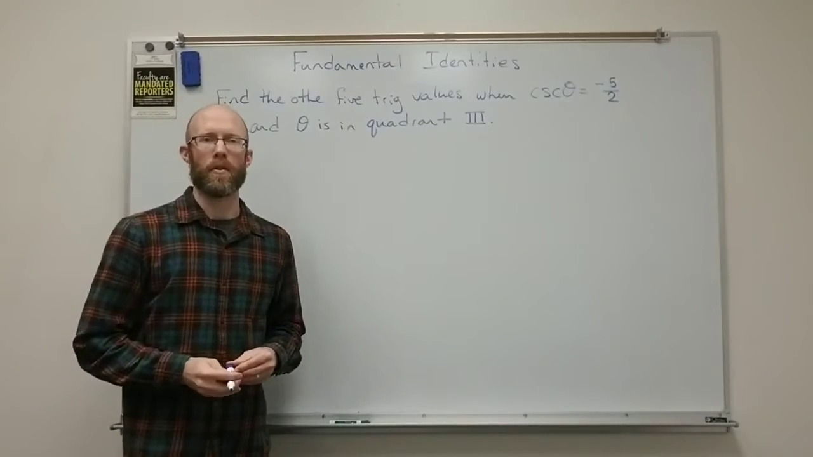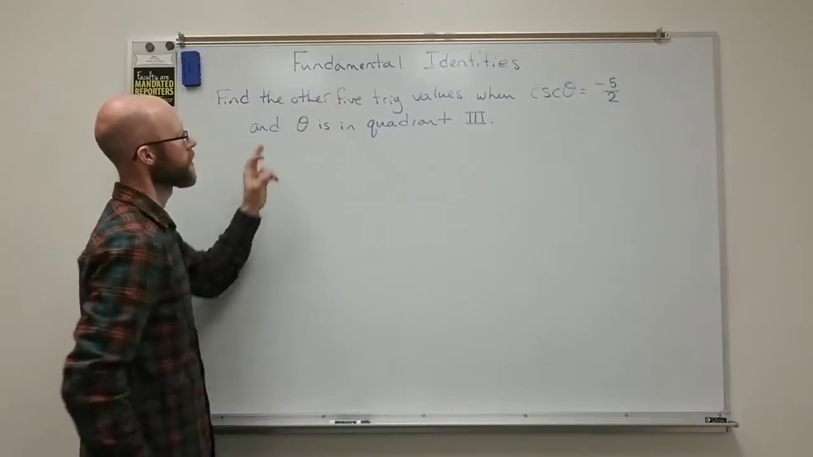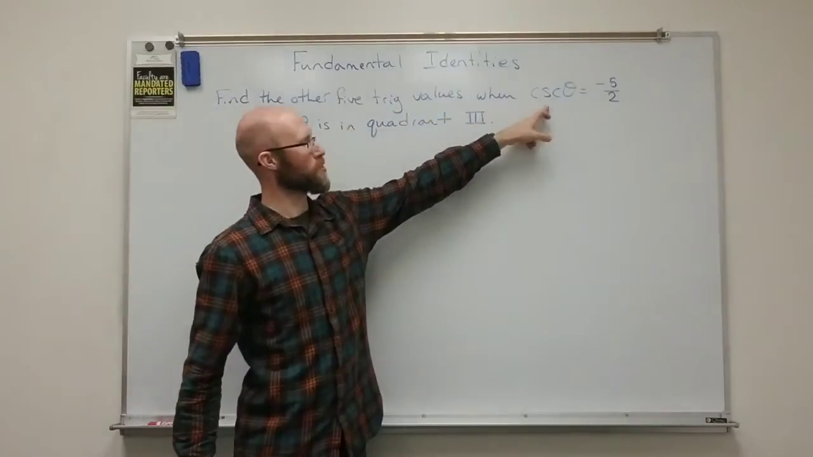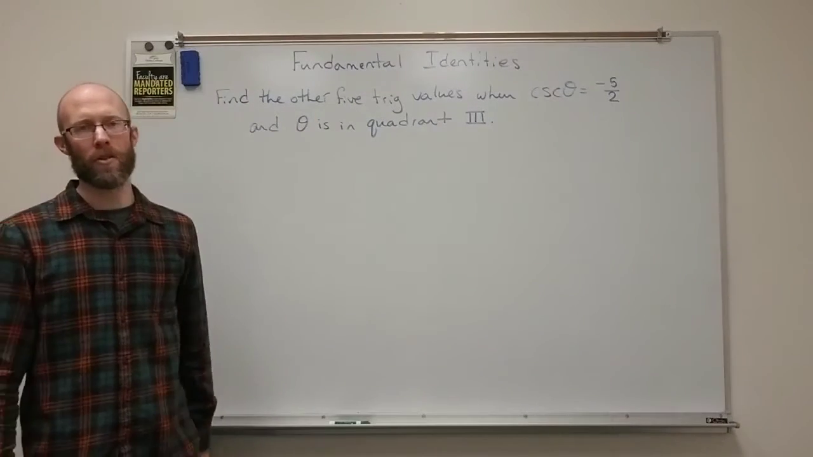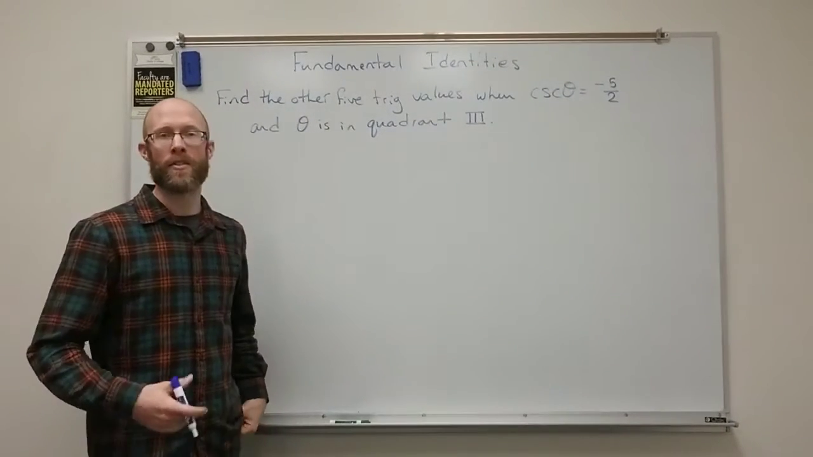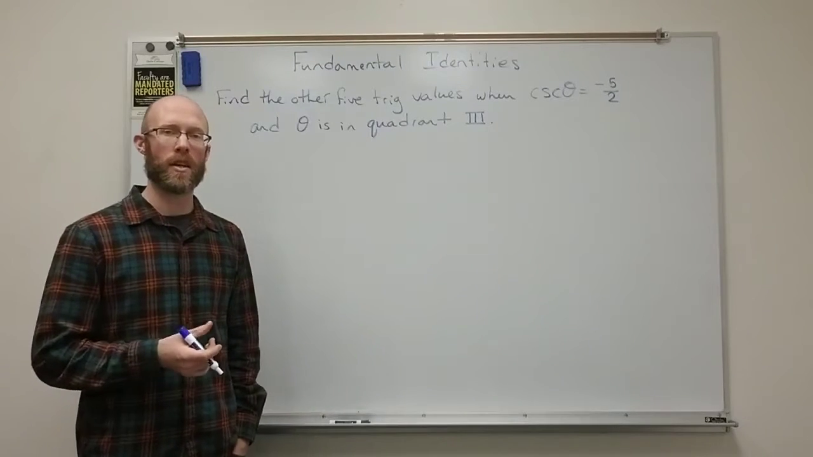In this first example, I want to find the other five trig values when cosecant is -5/2 and theta is in quadrant 3. Okay, so lots of things to keep track of here. We're going to be utilizing the fundamental identities again.